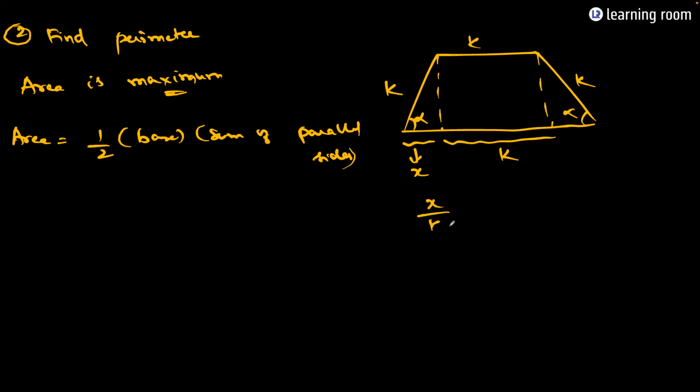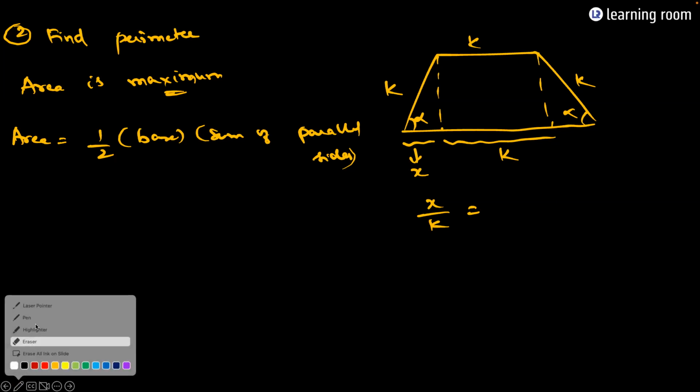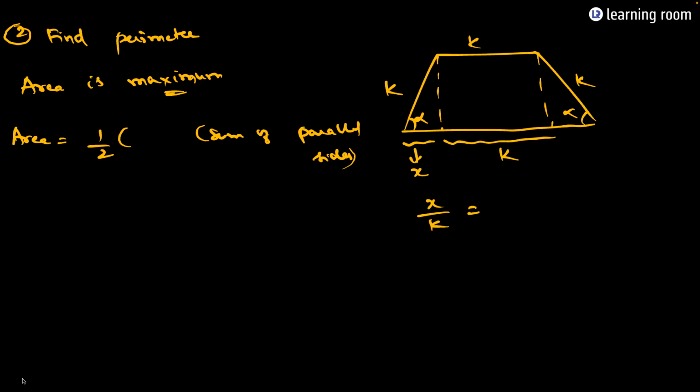Sir, area is half into height into sum of parallel sides, right? Half into height into sum of the parallel sides. So x by k is equal to cos alpha. Am I right? So x is equal to how much? k cos alpha. If this side is k cos alpha, this will also be k cos alpha.